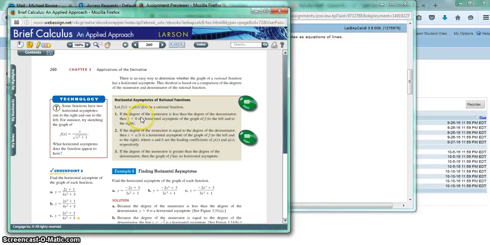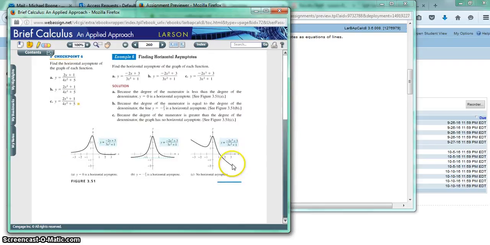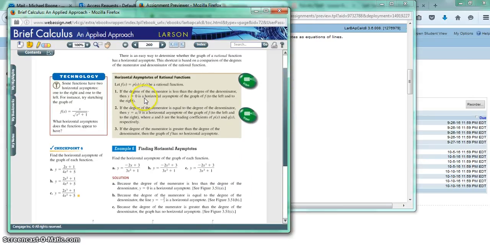If the degree of the numerator is less than the degree of the denominator, then it's 0. If they're equal to each other, you go by the leading coefficients of each polynomial. And if the degree of the top is larger than the bottom, then it does not have a horizontal asymptote. There's also the case where you could have slant asymptotes, but I don't think we dive into that too greatly. Like this one has a slant asymptote. But these are basically the rules for asymptotes.